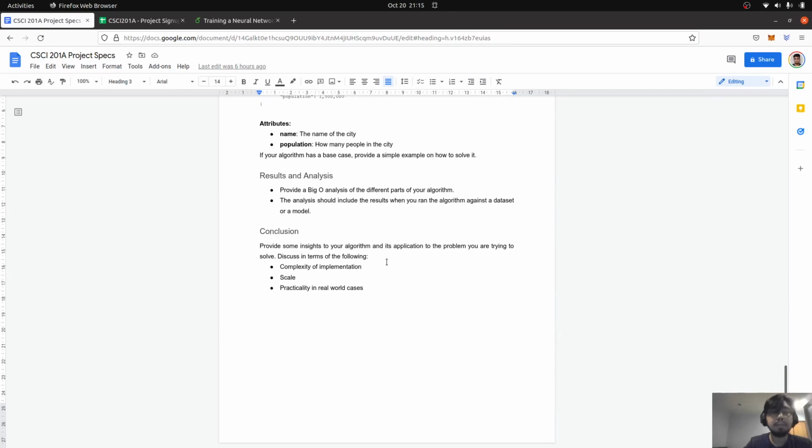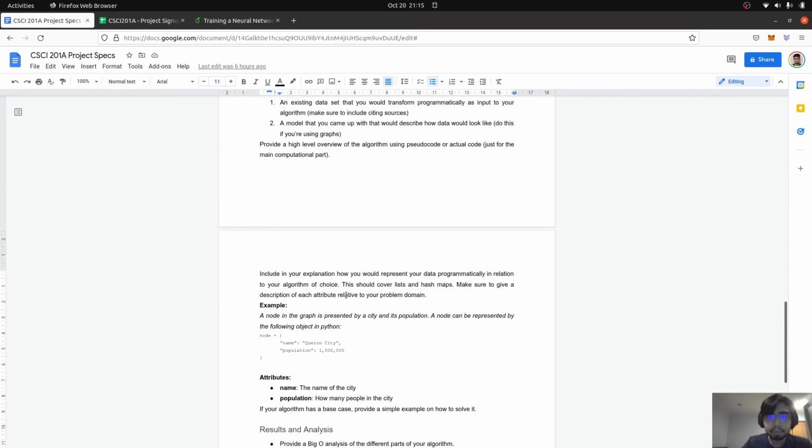What is the complexity of the implementation? How can you discuss it in terms of scale? Because you're not really required to actually implement it in a real world setting, you can provide a very simple example of it, but how would it fare, at least theoretically, on scaling that algorithm? And then its practicality in real world cases. Is it just to actually have an algorithm for CSCI201A, or is it something that you think would be viable for a real world implementation?